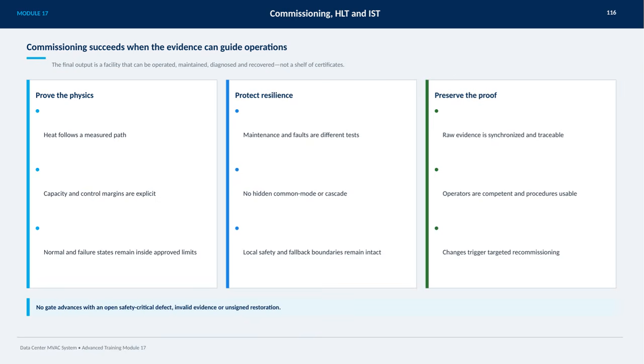Next, protecting resilience is key. Maintenance activities and fault conditions must be treated as separate tests to avoid hidden common mode or cascading failures. It's essential that local safety and fallback boundaries remain intact at all times. Finally, preserving the proof means that raw evidence is synchronized, traceable, and trustworthy. Operators must be competent, with procedures that are practical and usable. Any changes must trigger targeted recommissioning, and critically, no gate can advance if there's an open safety-critical defect, invalid evidence, or unsigned restoration. This approach ensures a robust and dependable data center MVAC system.